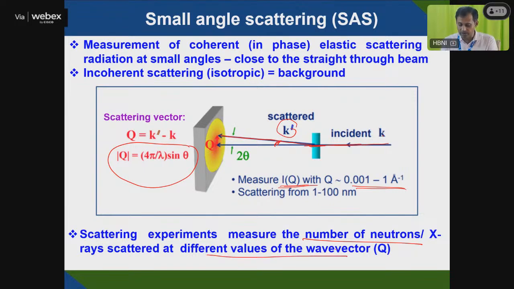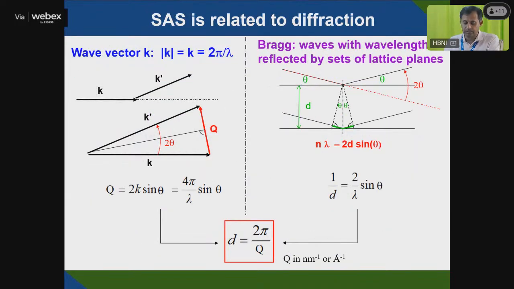A different wave vector means a different 2 theta, and the question is how many neutrons or X-rays are getting scattered. Like if you have a particle here, after the incident beam falls on it, how do they scatter? So the number of neutrons, electrons or X-rays scattered is measured at different wave vector.